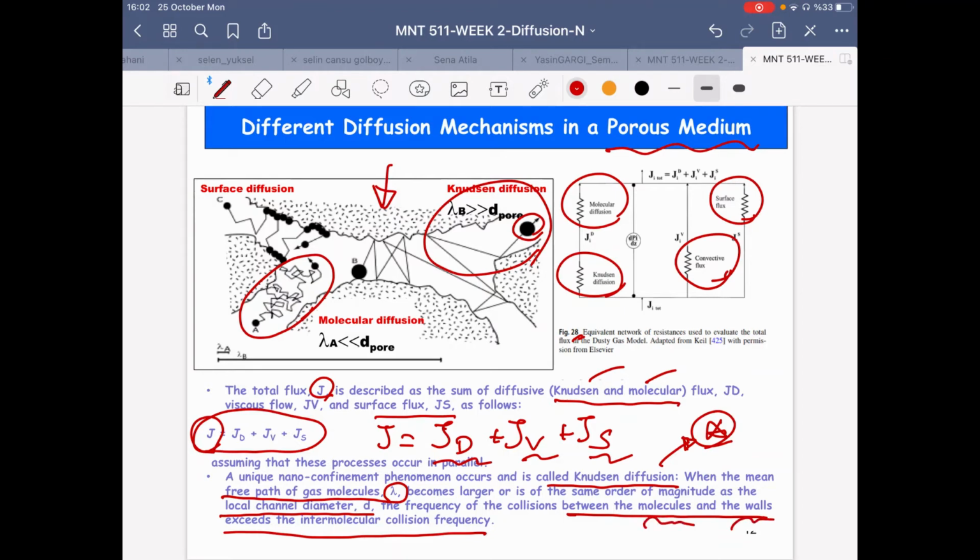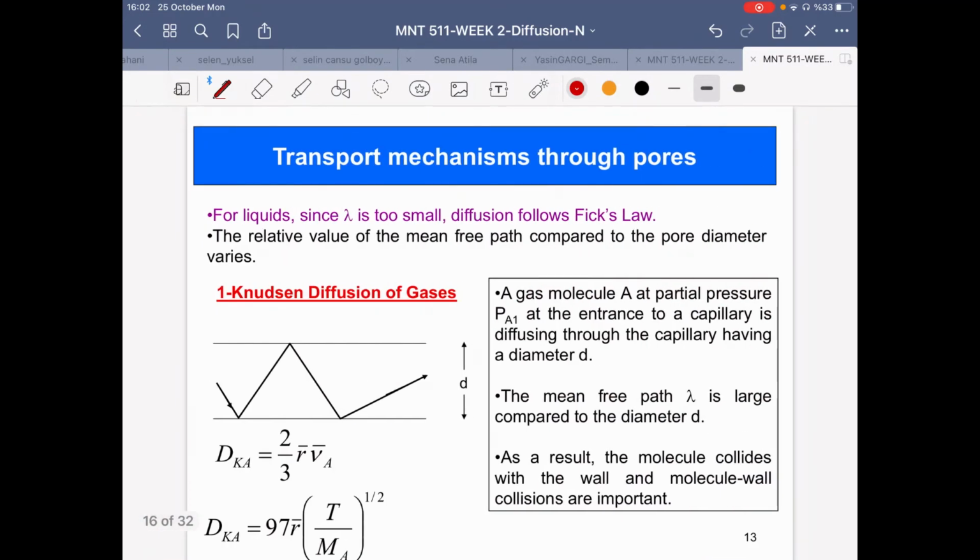That's what happens when the Knudsen term is higher than the rest. So you have all these terms, and at some point you have to think, okay, at this point this one is higher, the others can be negligible, and so on. This is how people are trying to solve what's happening in their systems. So Knudsen diffusion, again, is important for gases; for liquids, since the mean free path is too small, diffusion follows Fick's law. Right, we learned about this, we listened a lot about it. We derived it and everything.